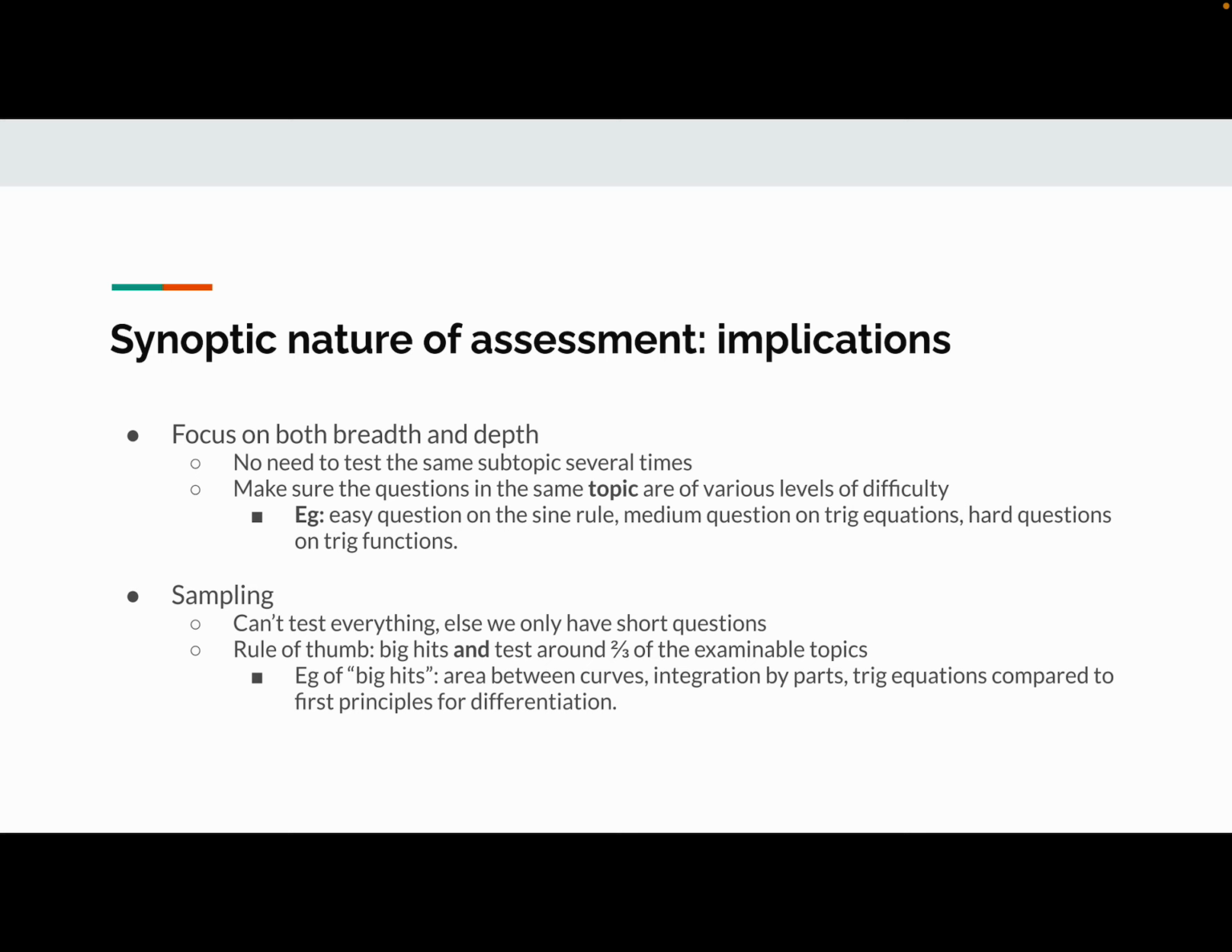So, what are the big hits? The big hits are the questions or the topics that will show up pretty much every single year. So, area between curves, integration by parts, trig equations. Some topics are tested more extensively than others. So let's say first principles for differentiation. In A level, I've seen it coming up pretty much every single year. In IB, because it's very limited, I have barely seen them on the exam.